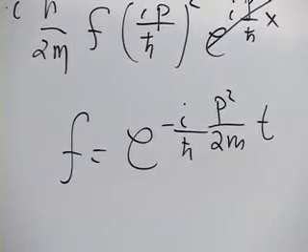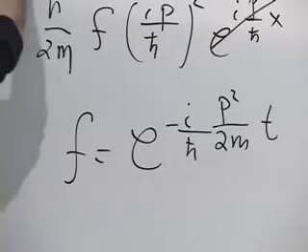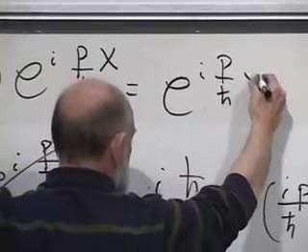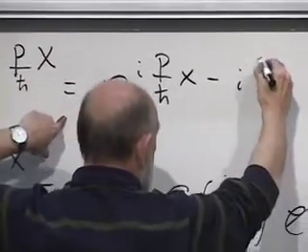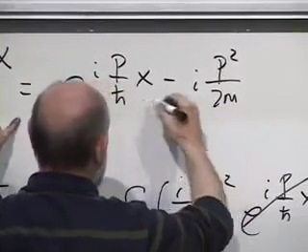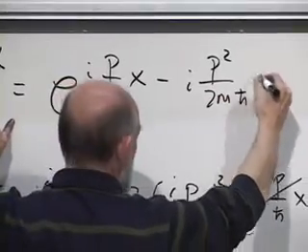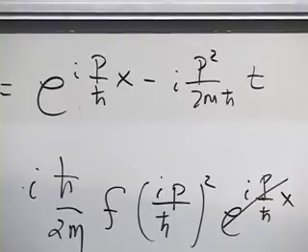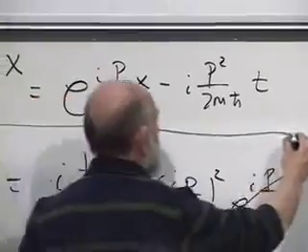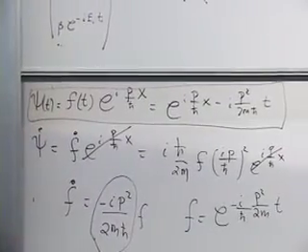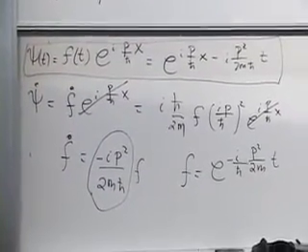I've discovered what f is, and my whole solution then is e to the I p over h bar x minus I p squared over 2m h bar times t. That's it. That's the solution of the Schrodinger equation corresponding to a momentum eigenstate.